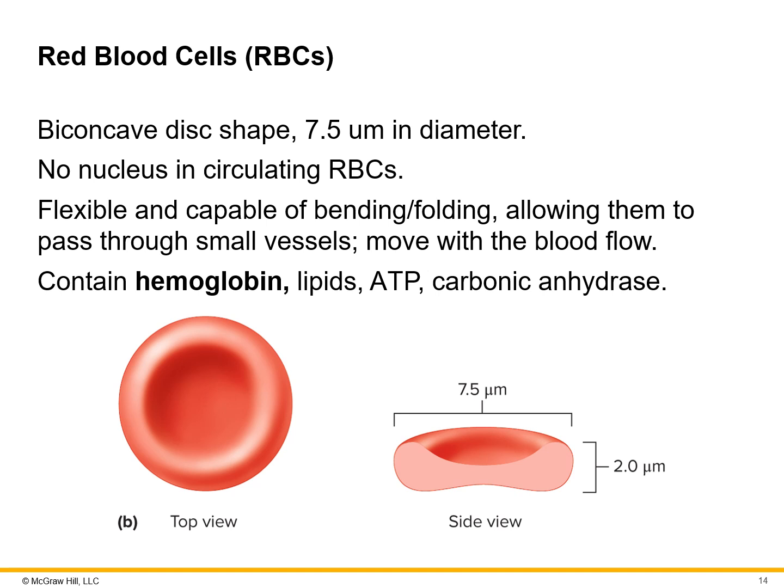Now our red blood cells, just a little bit more about them. We already kind of mentioned they have this nice little disc shape, no nucleus in those red blood cells. Again, flexible, capable of bending and flowing, so they can go through lots of different blood vessels, no matter how small. They have hemoglobin, which is going to help carry that oxygen, but they also have lipids, energy, their ATP, and carbonic anhydrase, as we'll see, is going to help with that pH.